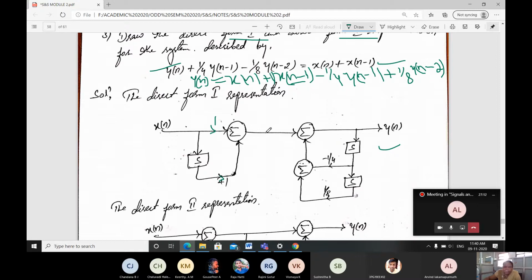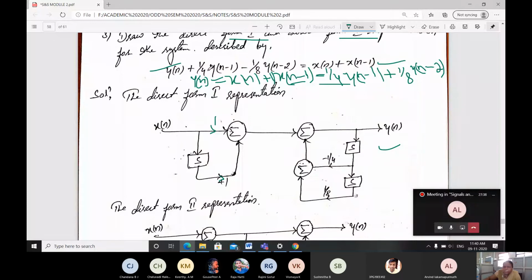Then this output goes to one more summation, and y of n is shifted by y of n minus 1, means one time. y of n minus 1 is shifted by one position with the coefficient value. Here it is what? Observe the sign: minus 1 by 4. You have to write as it is. If I go here, here plus 1 by 4 will appear. Don't get confused by that.